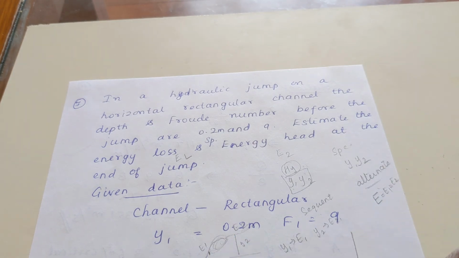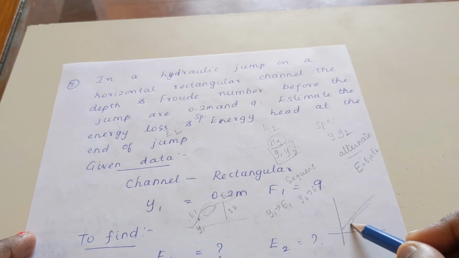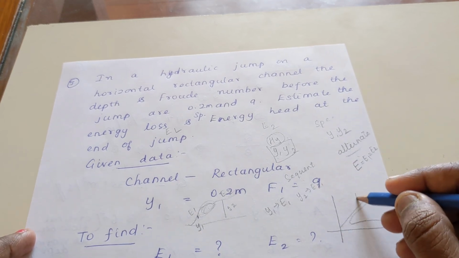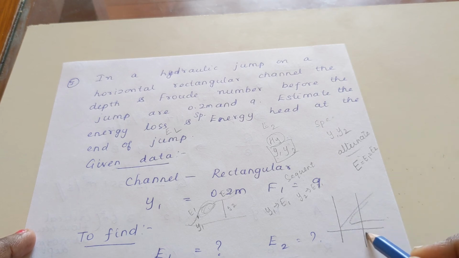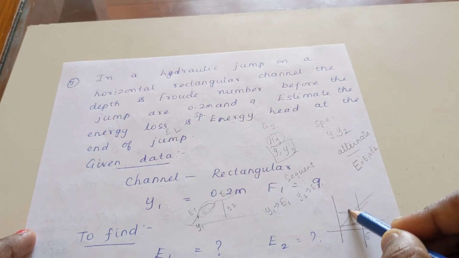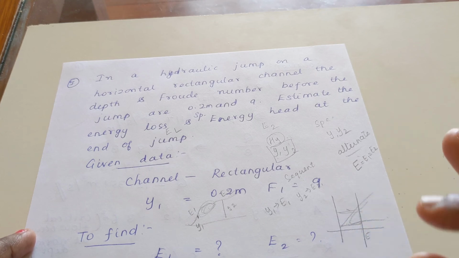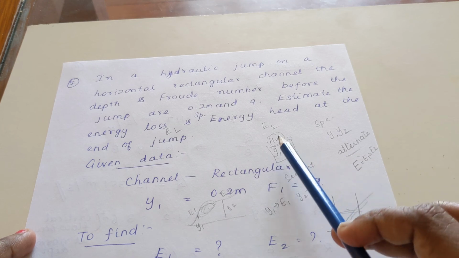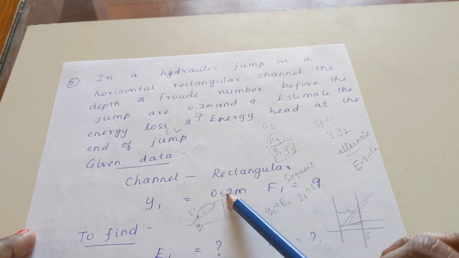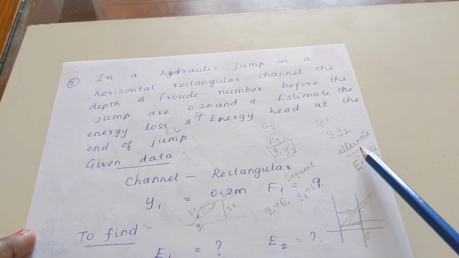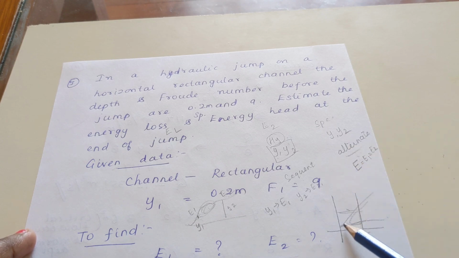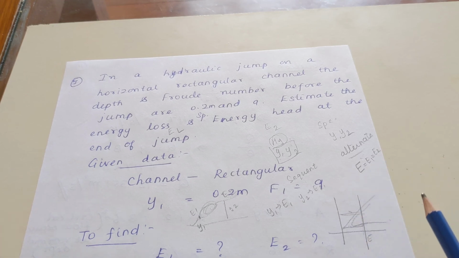But in the case of the specific energy equation, you will draw the diagram, the specific energy curve. So for a particular energy, that is E, you will have y1 and y2. So for y1 and y2, that is for the alternate depths, the energy will be equal. You have to be very clear in this. In hydraulic jump, energy will be different for both the depths. But in the case of alternate depth, for both the depths, the energy will be equal.